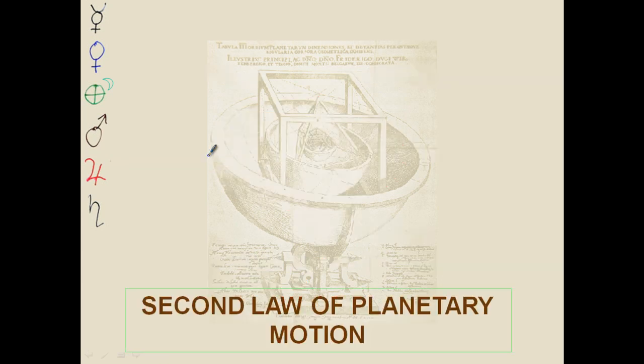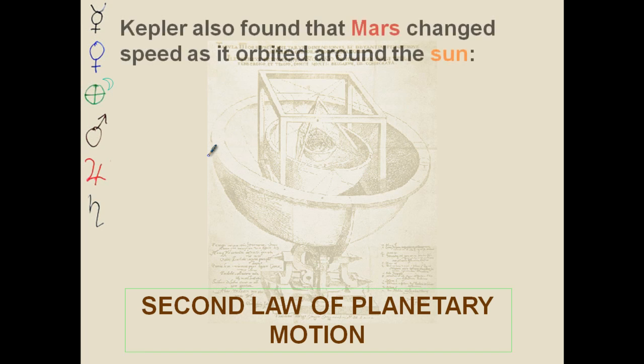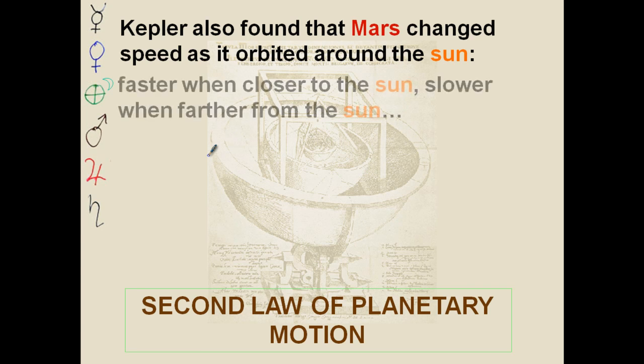Now it's time for the second law of planetary motion. So Kepler also found that Mars changed speed as it orbited the sun. It moved faster when it was closer to the sun. So whenever it was at perihelion, it was moving the fastest, and at aphelion it's moving the slowest. So the further away you get, the slower you move, and as you start getting closer you start speeding up. And this is because of gravity and all that other fun stuff.